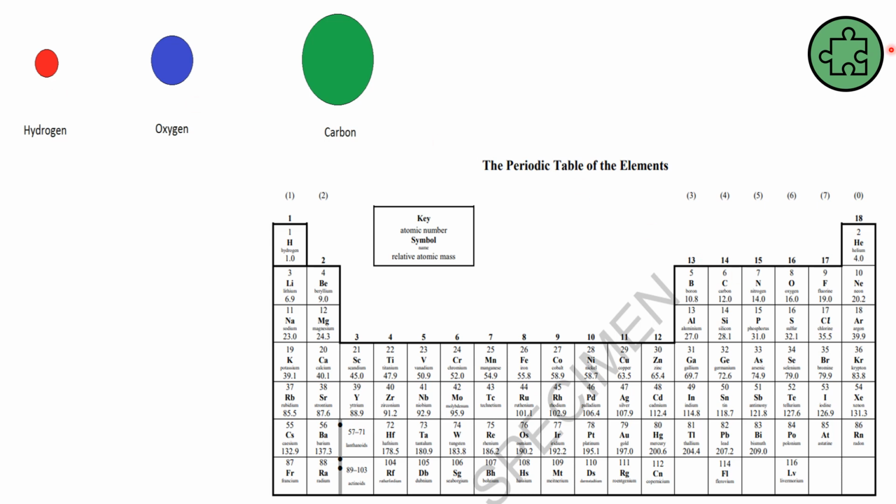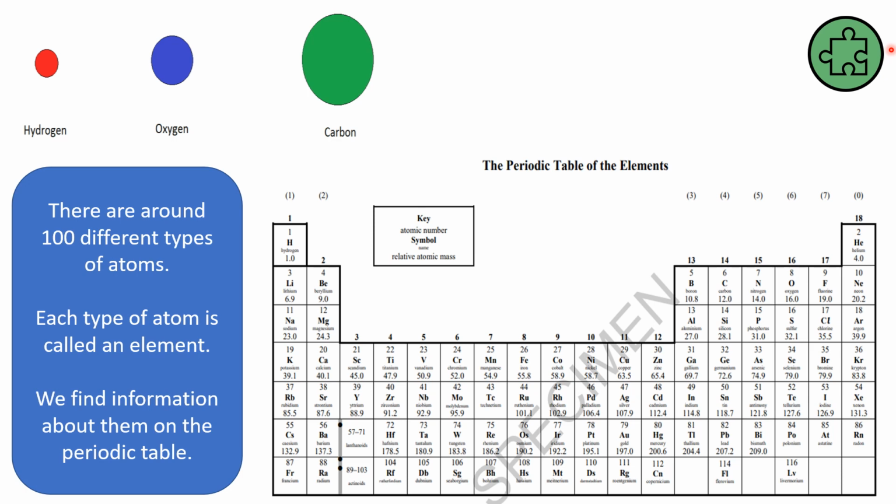So last week we looked at the idea that there are different types of atoms and they are different sizes. There are about 100 different types of atoms in the world. We've got to about 116, though scientists do keep inventing and discovering a few more. And each different type of atom is called an element. And we can find a list of those elements on the periodic table.